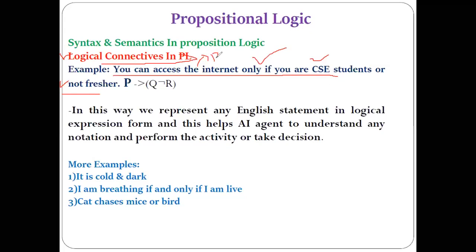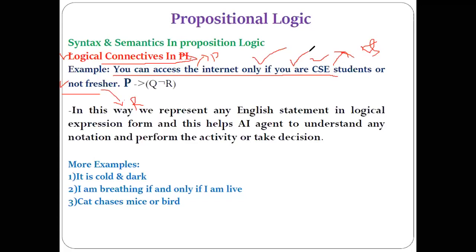First, to represent the first statement, suppose you call it P. Second, we require a propositional symbol to represent another statement, you can access the internet only if you are a CSC student. So Q will represent you are a CSC student, and then not a fresher can be represented using R. And simply you can now write the logic for that. You can access the internet only if you are a CSC student.